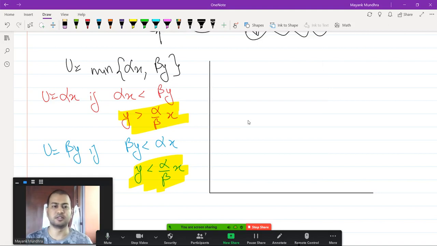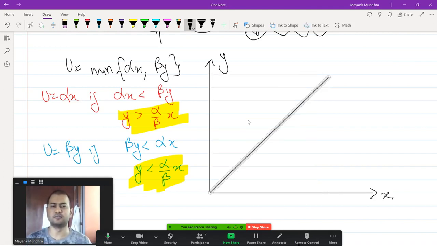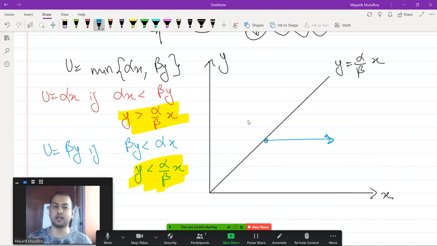So this is my first quadrant of the Cartesian plane, x and y, and then this is my division line, y equals to alpha by beta x. So I don't know the values of alpha and beta, so I'm just constructing a random slope y equals to alpha by beta x. Okay. Now if I move right from here, I'll be gaining x coordinate. So you'll have y less than alpha by beta x, which implies utility must be equal to alpha x.